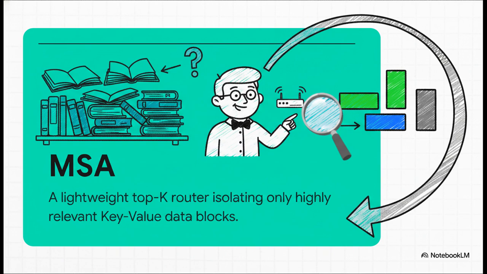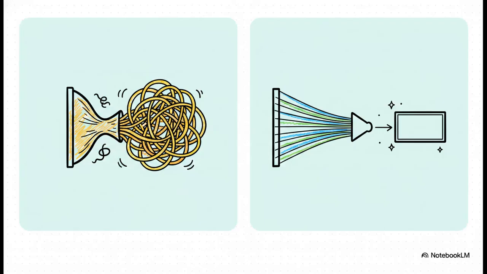Think of it like a super smart librarian. Instead of rereading an entire library of encyclopedias every single time you ask a question, MSA instantly identifies and reads only the relevant chapters. It's a lightweight top-K router that partitions key-value data into blocks, isolating just what you actually need. Now, why does this matter?